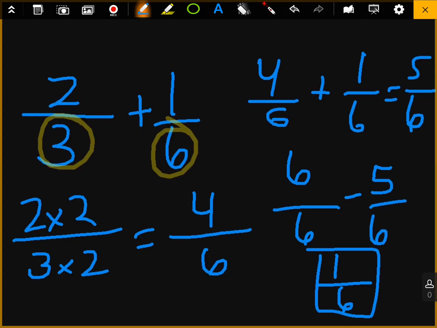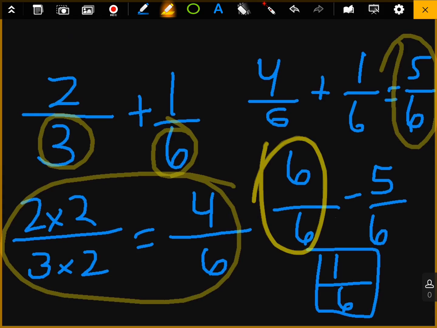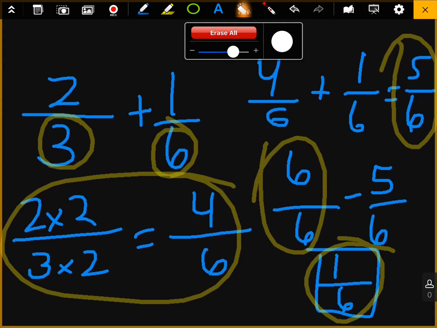Okay? So that's your answer for number 4. We found a common denominator. We added the fractions together to get us 5/6. And then we said, okay, well, to get it all done, you'd have to have 6 over 6. So we subtract 5/6 from 6 over 6 to get 1 over 6, which is our answer. Okay? That's done with number 4. You can pause and rewind if you need to.